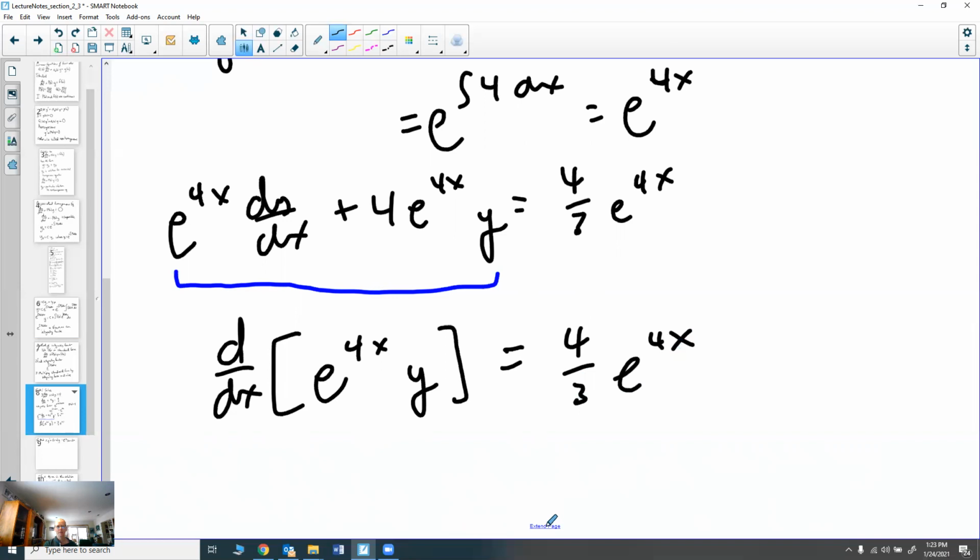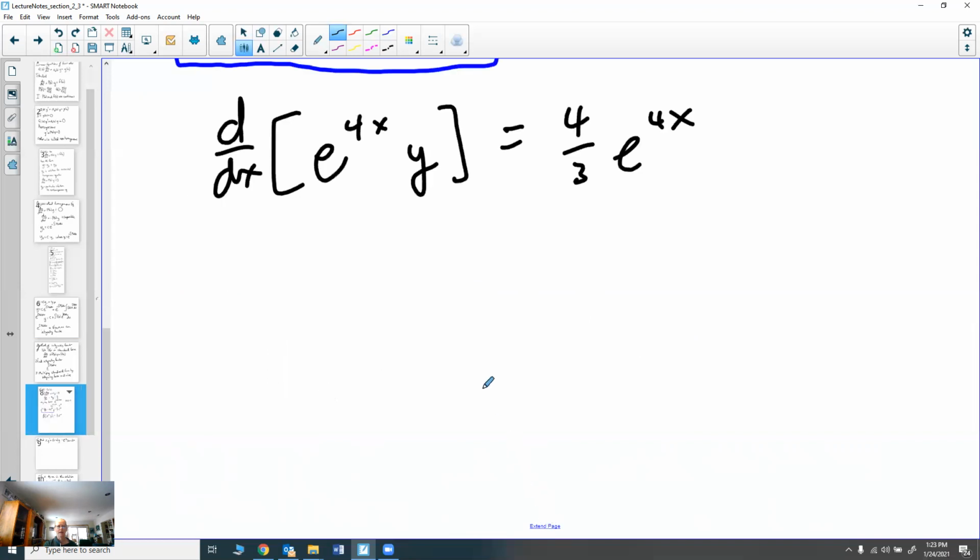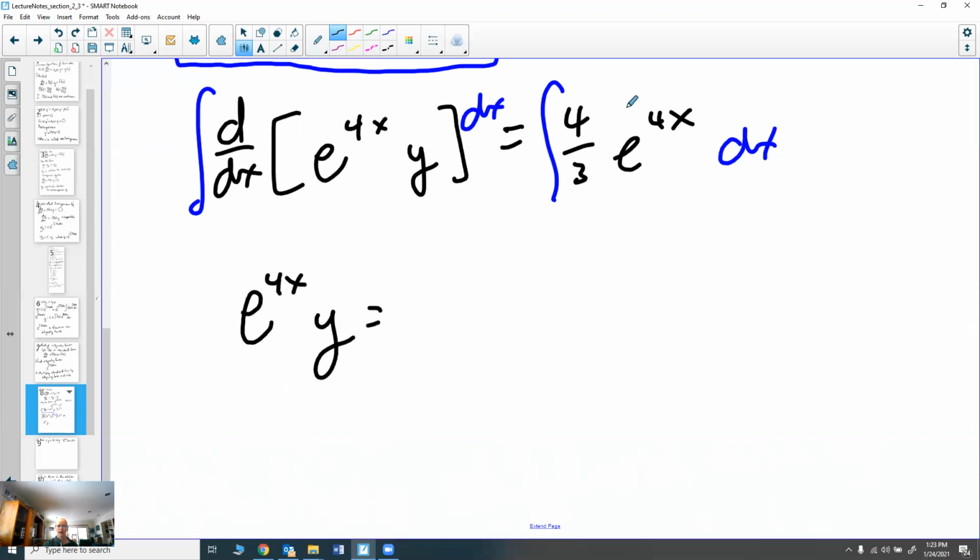So it looked a little bit more complicated, but it actually simplifies a bit easier. And now all I've got to do is realize that I can just take the integral of both sides. And the integral of a derivative, remember, is just the thing inside. So the integral of this derivative is just e to the 4x times y. And then you just find the integral of 4/3 e to the 4x. You can do it any way you want. This is actually a substitution problem. You can use a table of integrals if you want. You can use technology to do it. It doesn't really matter. In this case, you just want to find that integral.